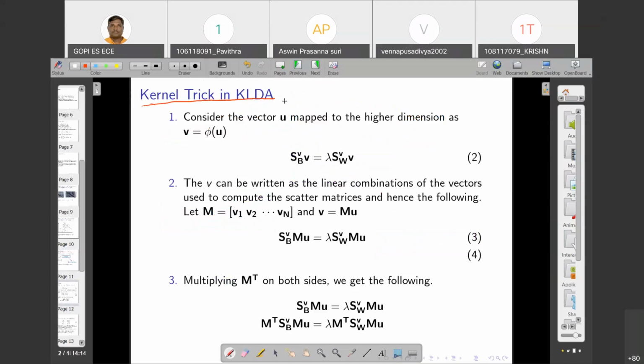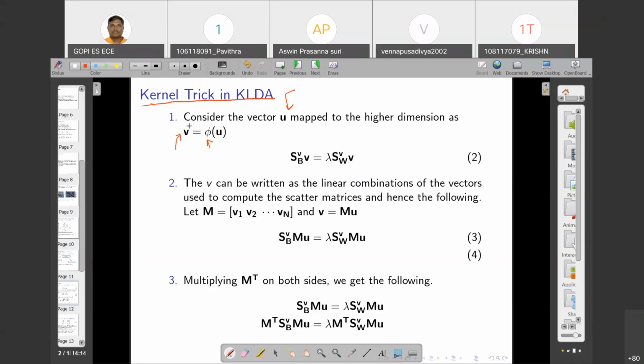So what is that about? You have a vector, right? This is very important from this slide onwards to understand this KLDA. This U is in the feature dimension space. By mapping this U to the higher dimension space using this function phi, we get a vector called V.